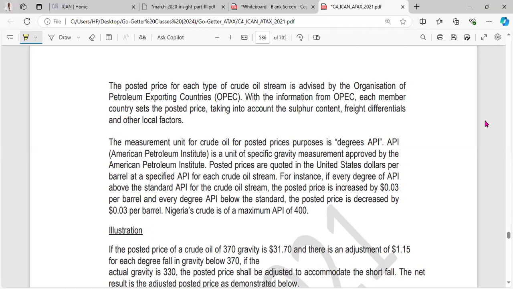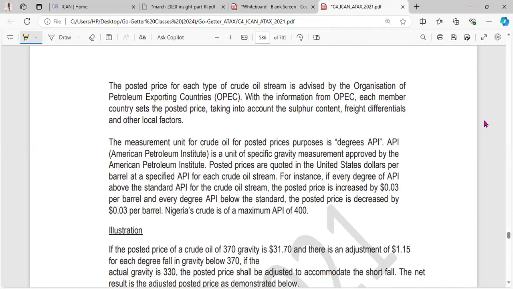All right. For every degree of API that is above the standard API, there is going to be an increase in dollars. Let's say the increase is $0.03. That is 3 pence. So for every 1 degree rise in API, let's say the agreed API is 30 degrees. Now, if you are exporting 31 degree API, comparing 31 to 30, this is 1 degree higher than the standard.